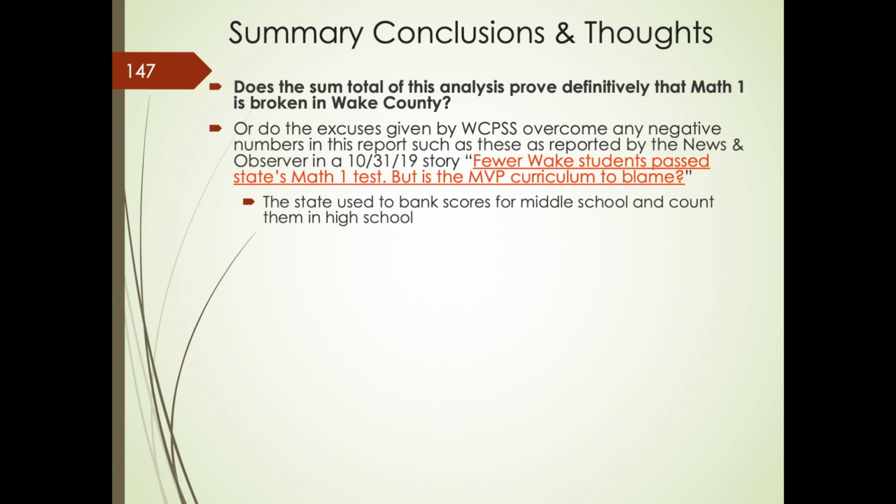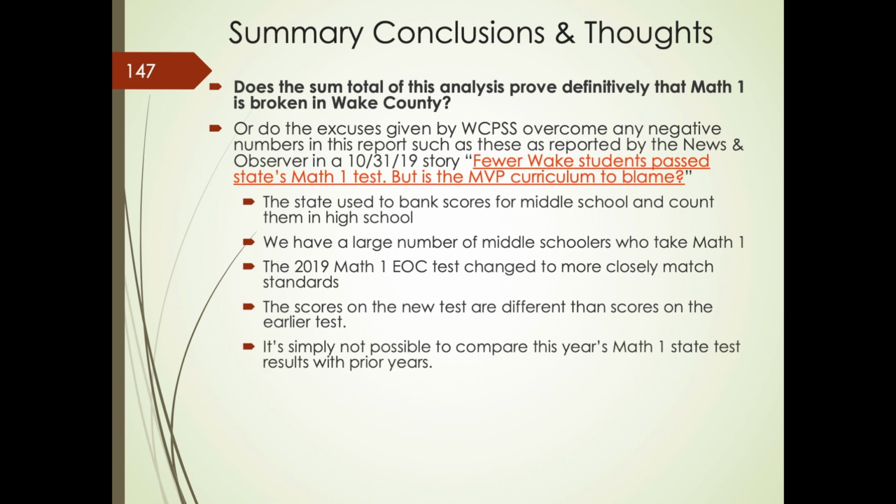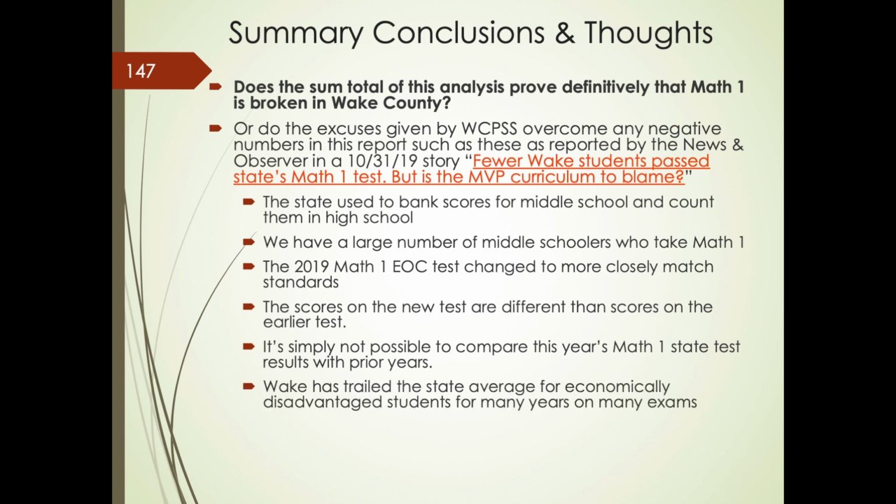Here's an excuse. The state used to bank scores for middle school and count them in high school. We have a large number of middle schoolers who take Math 1. The 2019 Math 1 EOC test changed to more closely match the standards. The scores on the new test are different than scores on the earlier test. It's simply not possible to compare this year's Math 1 state test results with prior years. Wake has trailed the state average for economically disadvantaged students for many years on many exams. I have to look at that last one especially just to say, hey, are we just going to keep accepting that, or are we going to try to do something to change it?